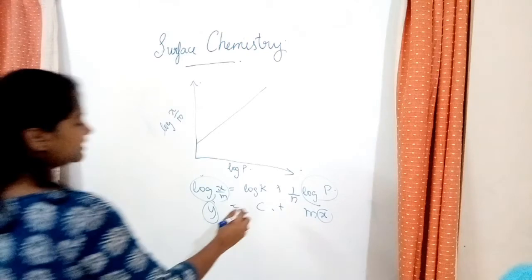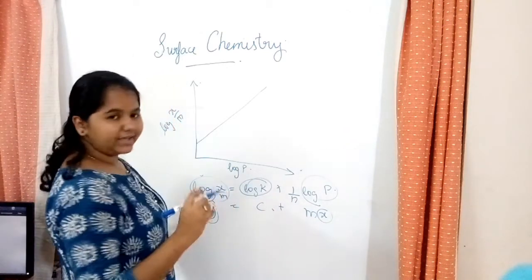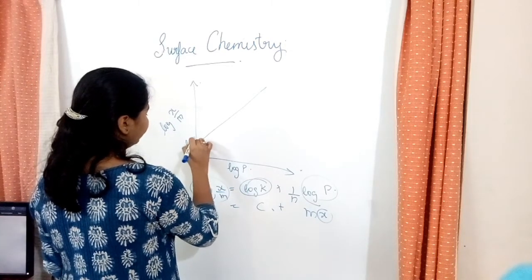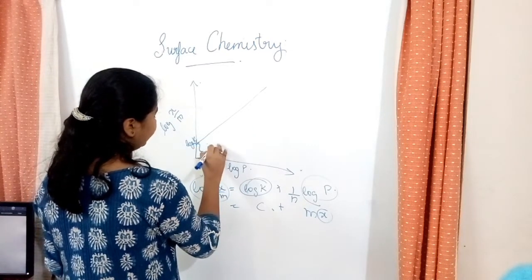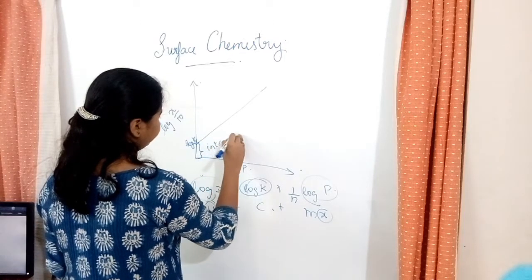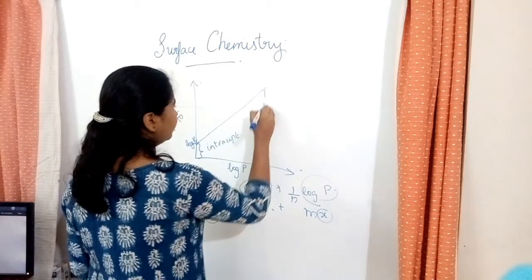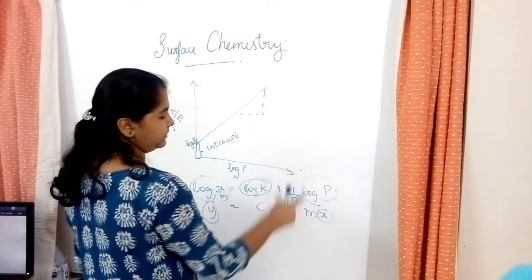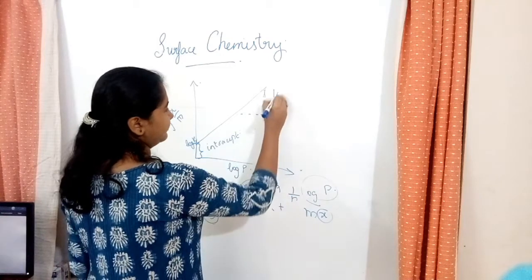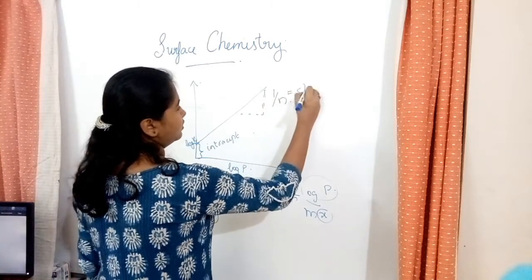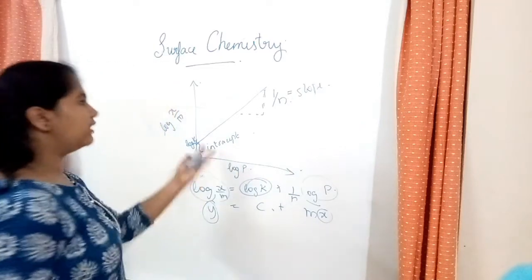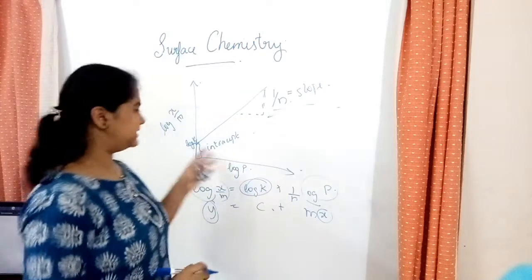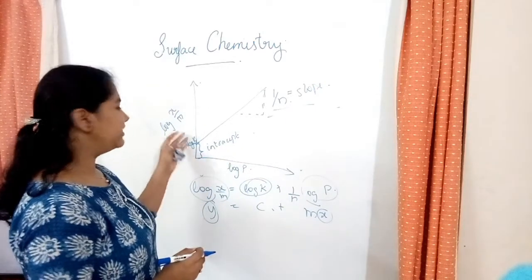Now we know what this log k is. Log k is the intercept. So over here, it is log k, the intercept. And over here, we will take a slope. What is the slope? The slope is 1 by n. If you find out the slope of the graph, you will get the value of 1 by n. Then the intercept is log k. So then find out its value.